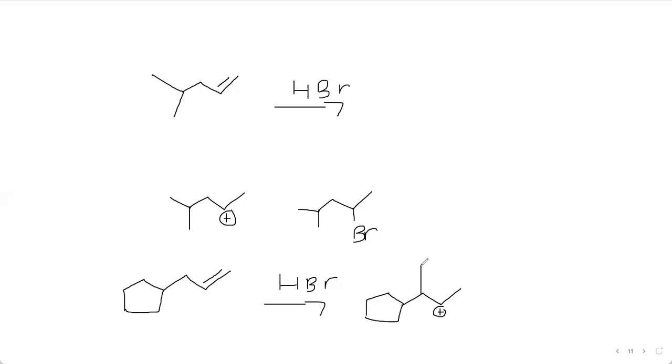Now, if I had something like this, then it would hydride shift to the tertiary and then ring expand. But because it only knows what's next to it, this carbocation here is equally stable in this carbocation's eyes. And so it's not going to rearrange, and my Br is going to add here.